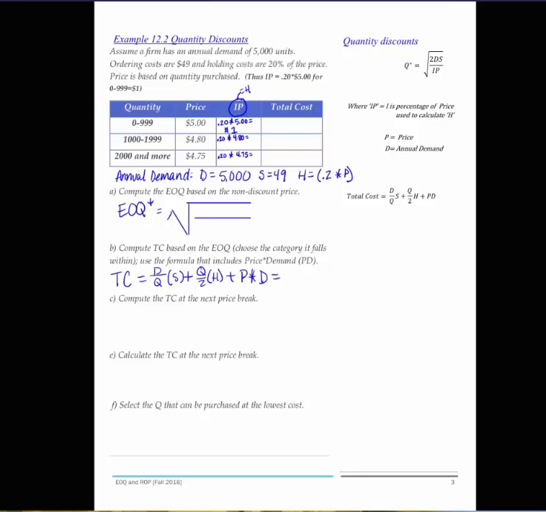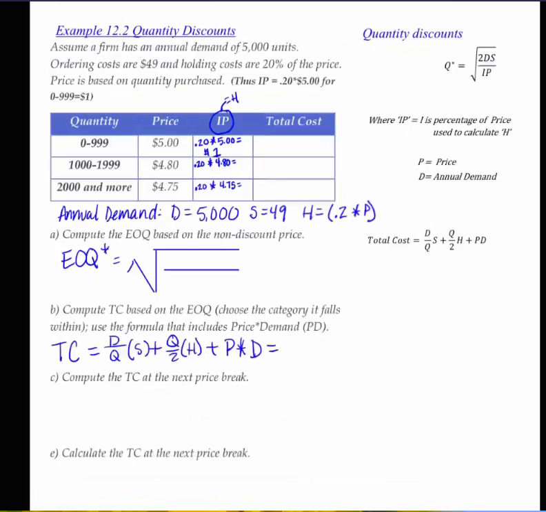So you'll notice here that I went ahead and calculated H as a percent of the price of the units here. Because they didn't just give it to me straightforward, they said it's 20% of price, I went ahead and noted that here, 0.2 times P, and then I calculated in here 0.2 times $5, because if I buy between 0 and 999, I get this discount on the price of the unit.